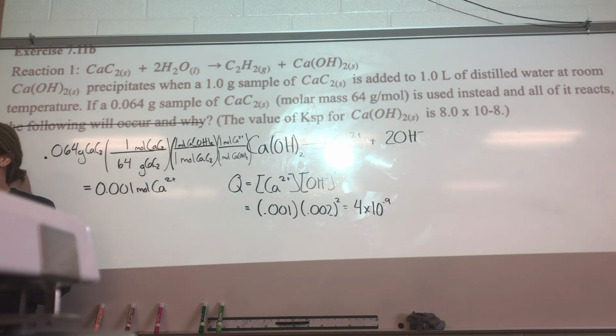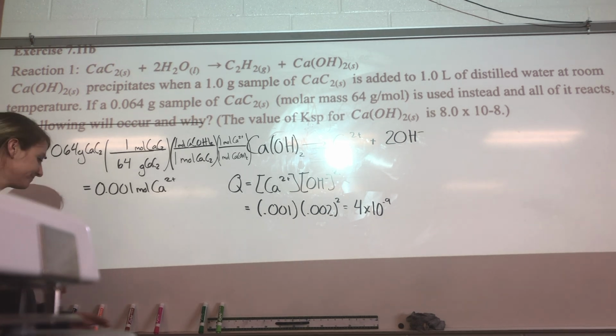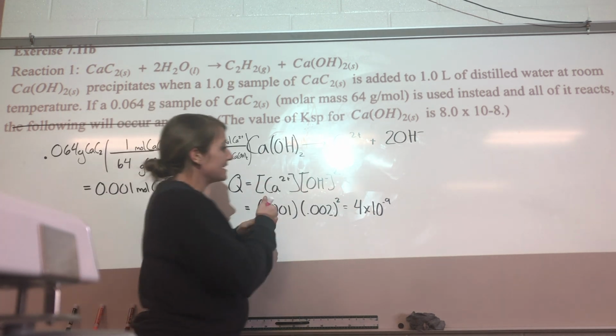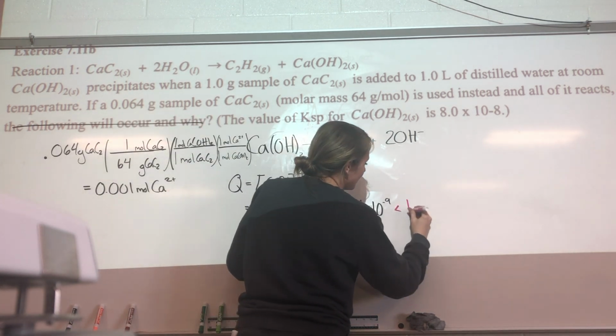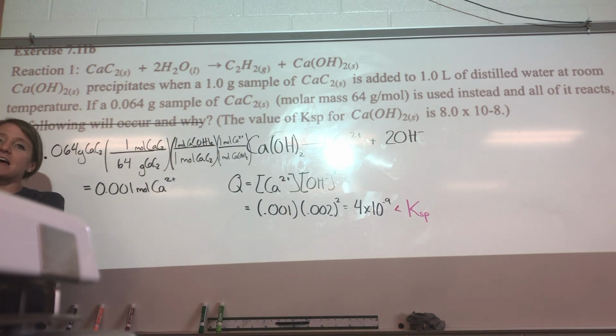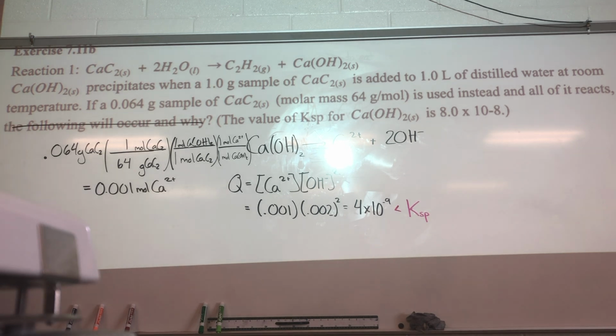You just count up all the decimal moves, right? Okay, so now this is our Q. It is less than the Ksp. So don't say it out loud, but decide in your head, does that mean that we are going to precipitate or we're not going to precipitate? Think for a second. Are we going to precipitate or not?